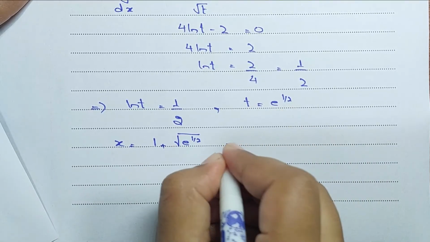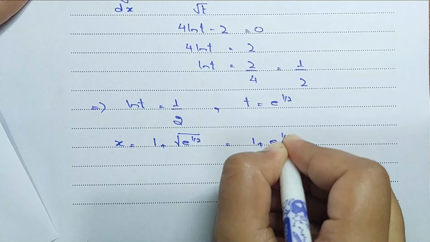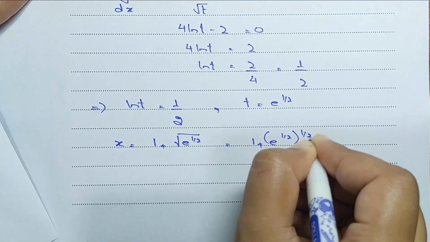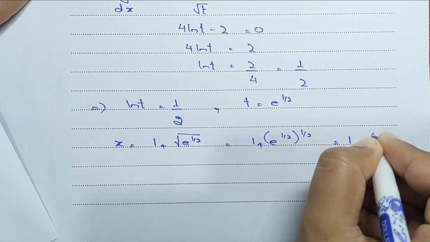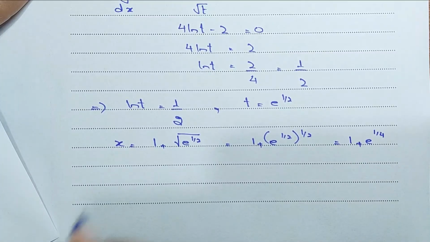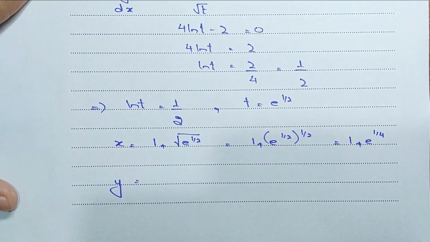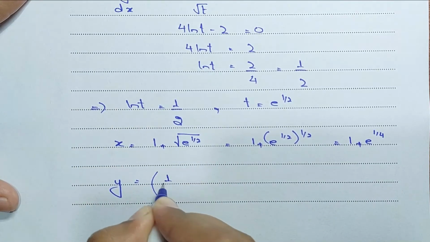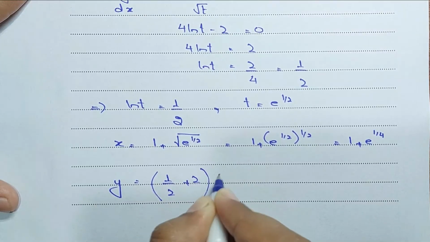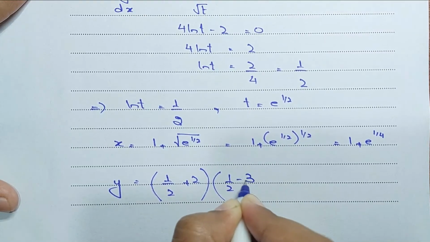So this is 1 plus e to the power of 1 by 2, and the whole power is also 1 by 2. This is 1 plus e to the power of 1 by 4. This is the x coordinate. For the y coordinate, we can use ln of t plus 2, ln of t minus 3. So ln of t is 1 by 2, so 1 by 2 plus 2 and 1 by 2 minus 3.